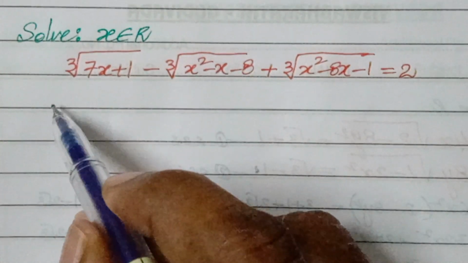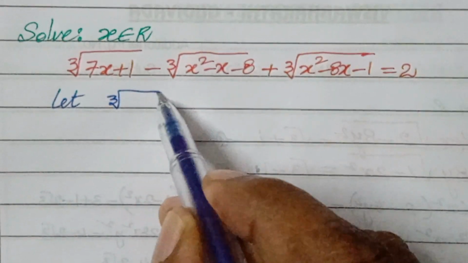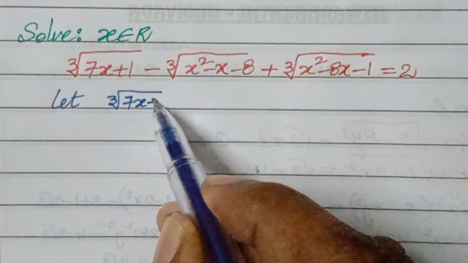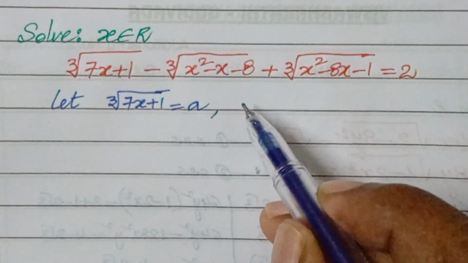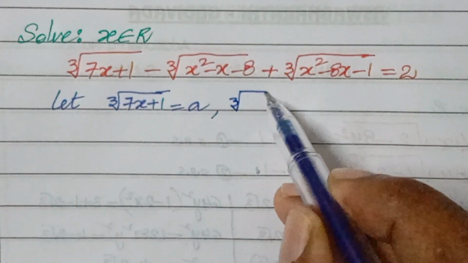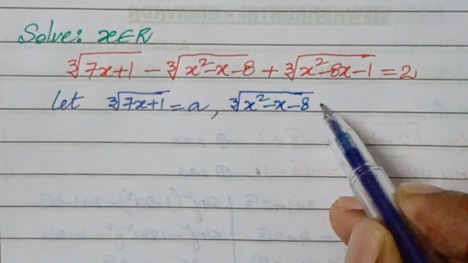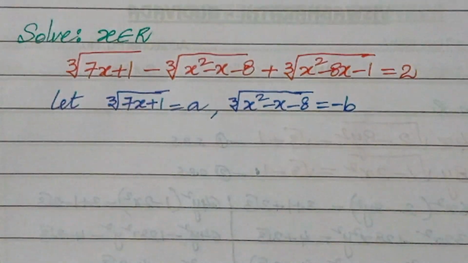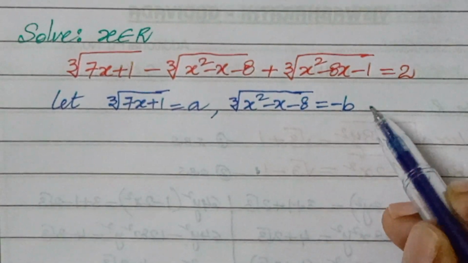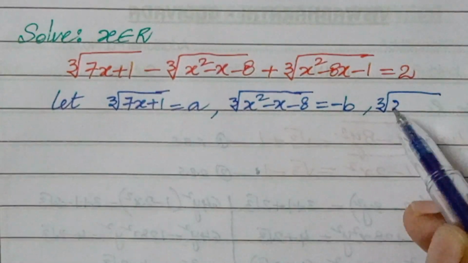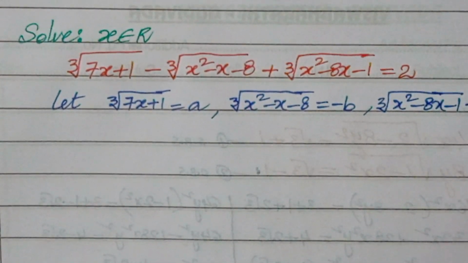First of all, let cube root of 7x plus 1 be equal to a. The second one, cube root of x square minus x minus 8 is equal to minus b. Since a minus is given, we are taking minus b. And the third one, cube root of x square minus 8x minus 1 is equal to c.